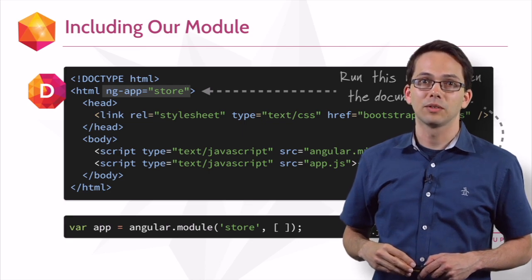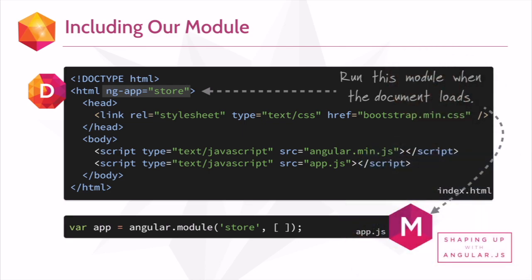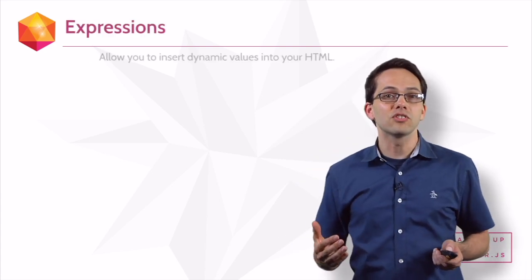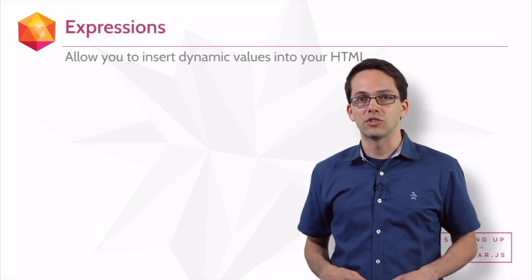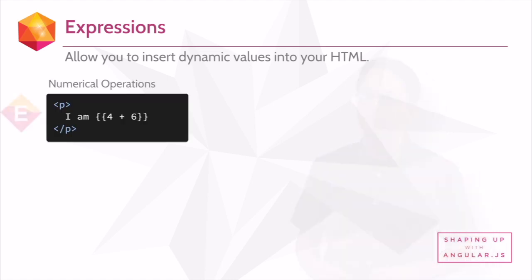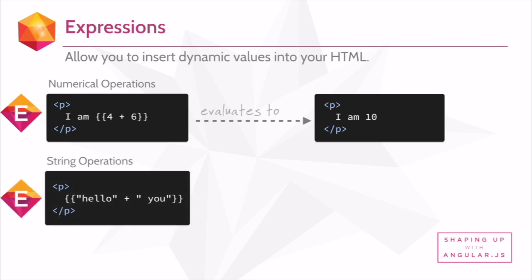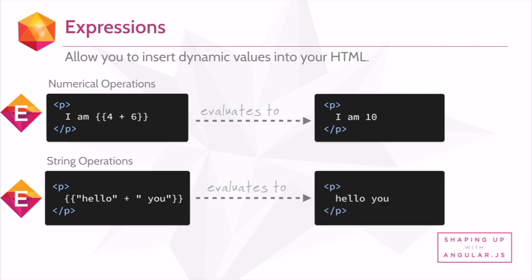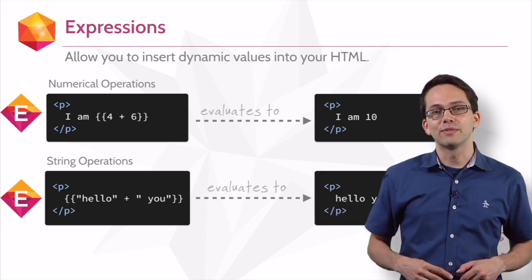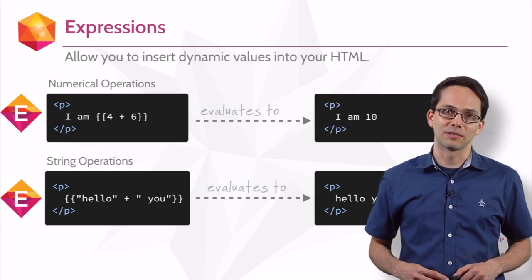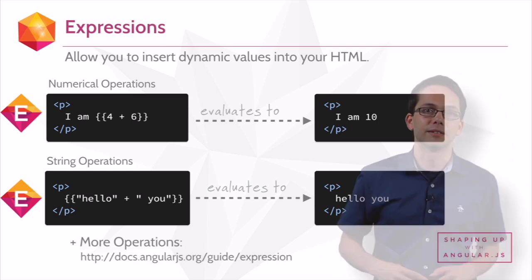And this means we can start writing expressions. Expressions are how we insert dynamic values into our HTML. Here's some basic ones, just using numerical operations. So if we say I am 4 plus 6, that's going to render out on the page as I am 10. We could also do string operations, saying hello plus you, and that's going to evaluate to hello you, as you might expect. We'll be using lots of expressions inside of our Angular application, but for more examples, check out this URL.